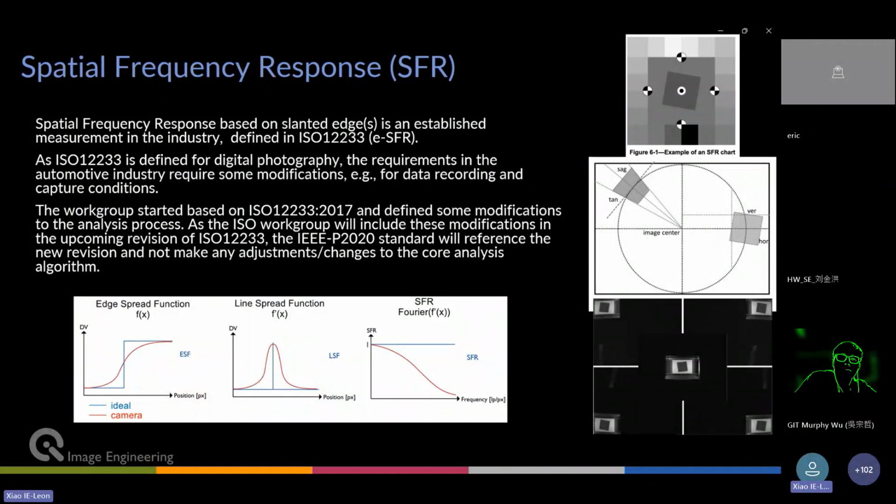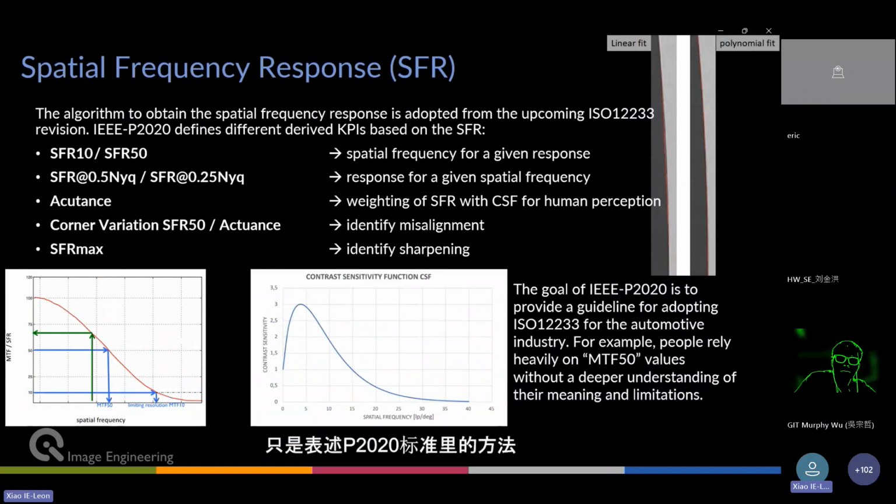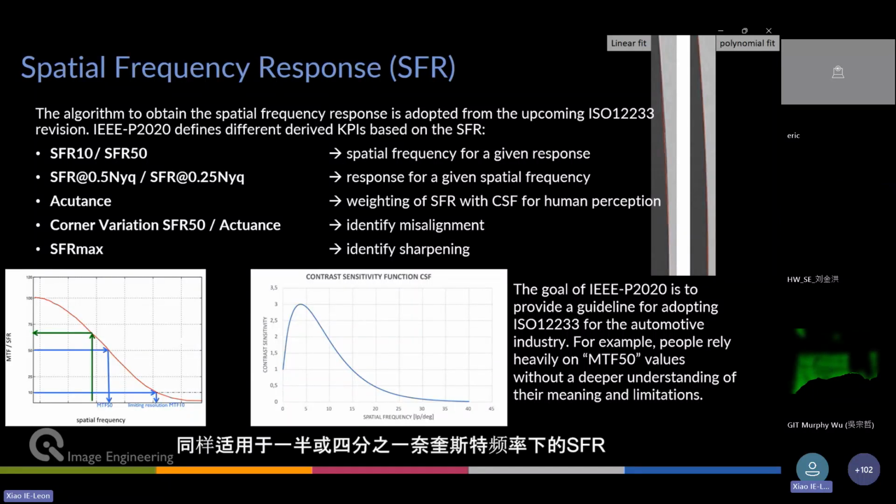Therefore, it did not describe the same thing in the standard as the ISO does, so it just references that. What is done in the P2020 document is to define certain metrics that are derived from the SFR. The SFR, you see that in the lower left image, the red line, that's what you might measure from a camera. That is what you get from a single edge, and from that you can derive different metrics. For example, SFR 10 or SFR 50, so that is the spatial frequency for a given response. But also SFR at half Nyquist or at quarter Nyquist, that is the response for a given spatial frequency, so in the opposite direction.